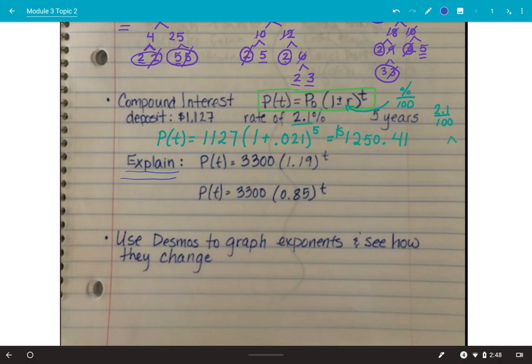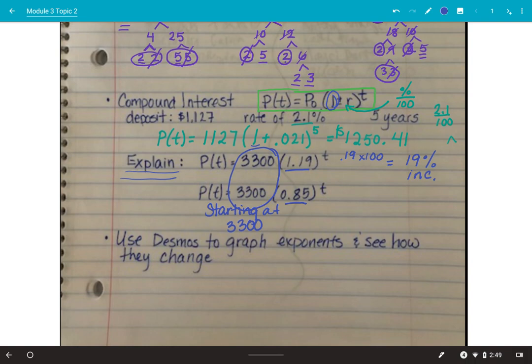Okay? Explain. So here, if you notice with both of them, they are starting at 3,300. Now, this number is bigger than 1. This number down here is less than 1. And remember, we have that 1 in the equation. So since the top one is bigger than 1, we want to go 19.19, just times it by 100, and it's going to tell us that it's a 19% increase. Okay? It's going up by 19%.